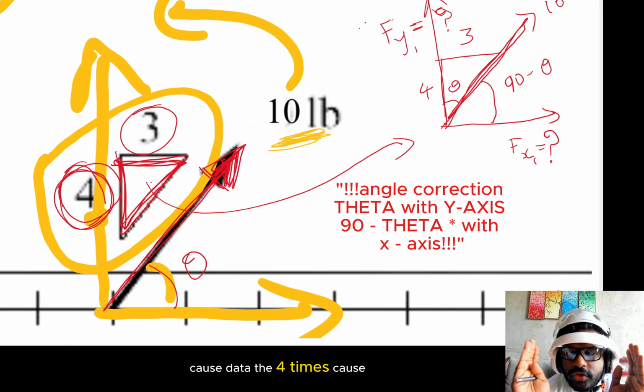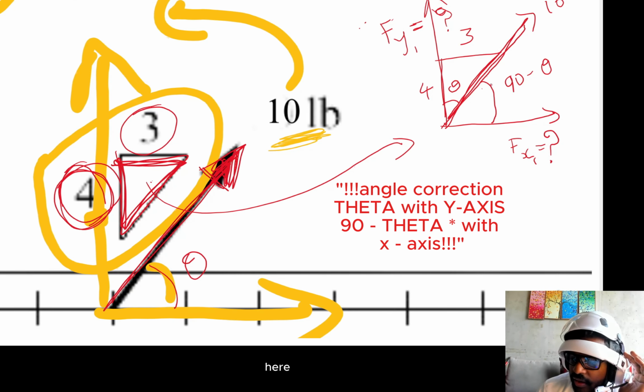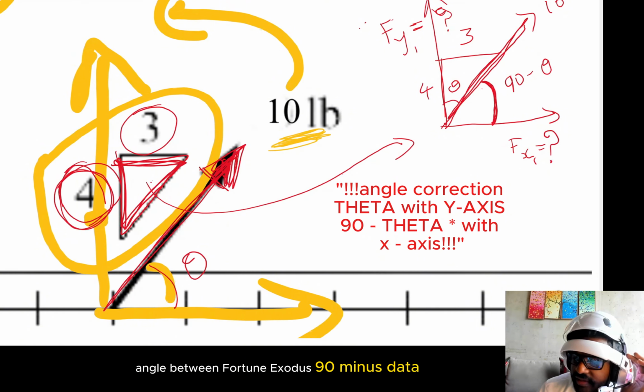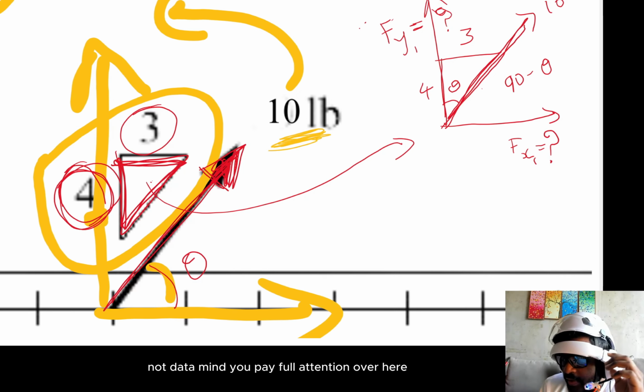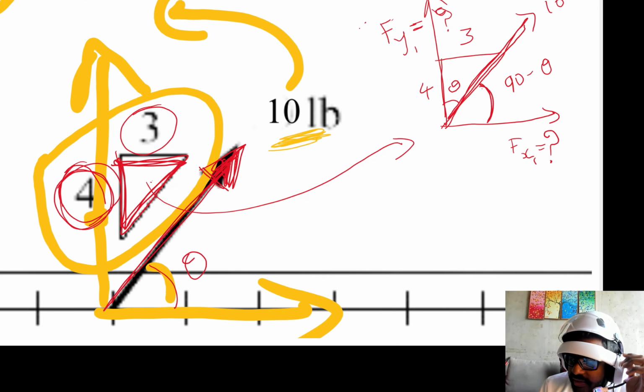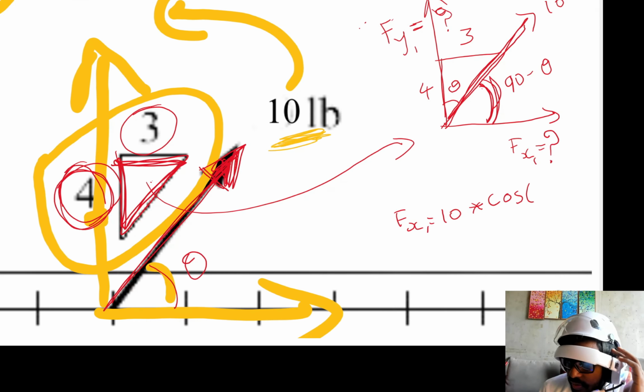The force times the cosine of the angle between that force and the x-axis. Here, the angle between the force and the x-axis is 90 minus theta, not theta, mind you. Pay full attention over here. So this is 90 minus theta. Now, force Fx1 will be equal to 10 times cos(90 minus theta).